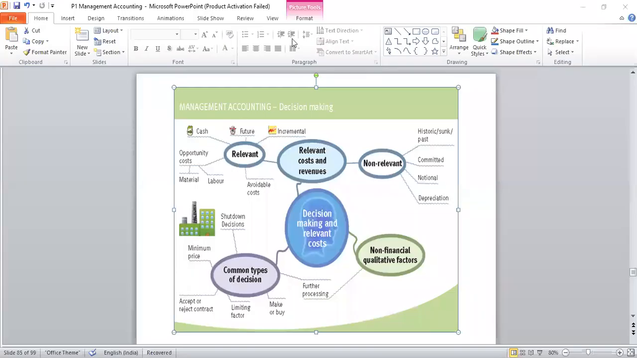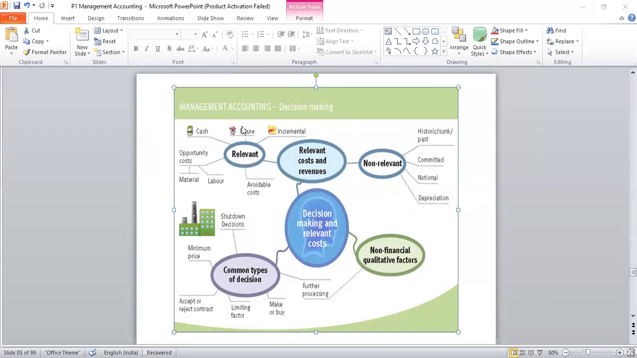So what is relevant for decision making? All variable costs are relevant. Opportunity costs are relevant. The cash transactions will be relevant. The future cash flows also will be relevant. Any incremental cost: if we are adopting past data, and that past data has to be adjusted according to incremental changes, then incremental cash flows are also relevant for decision making.